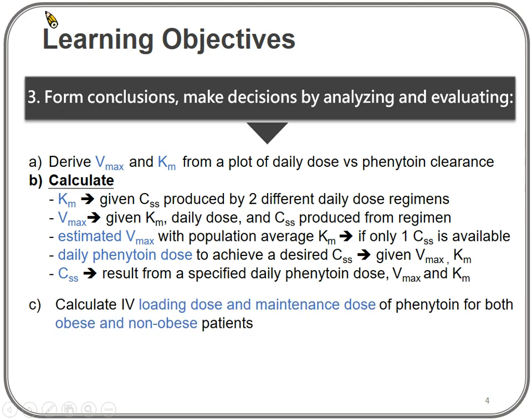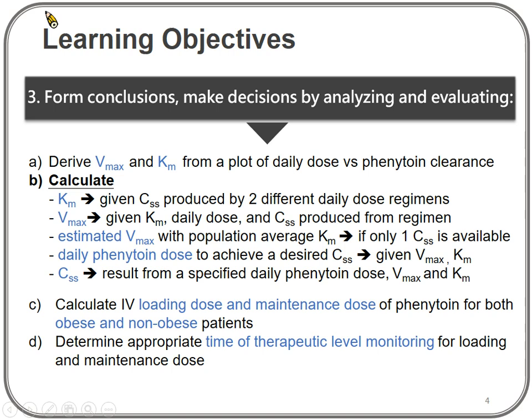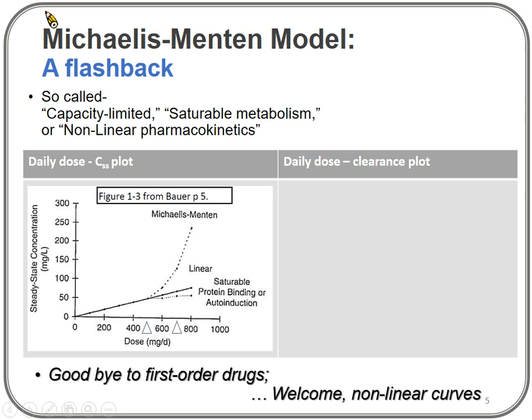And then calculate, or estimate, the steady-state concentration resulting from a specified daily phenytoin dose, Vmax, and Km. And the third category is to calculate the exact dosing regimen, including the loading IV dose and the maintenance dose, for both obese and non-obese populations. And last, determine the appropriate time for therapeutic level monitoring for loading and maintenance doses. When is the appropriate time to sample and order a drug level?